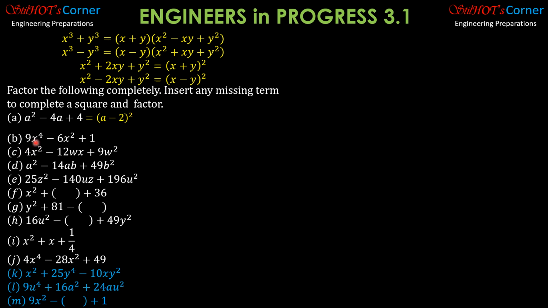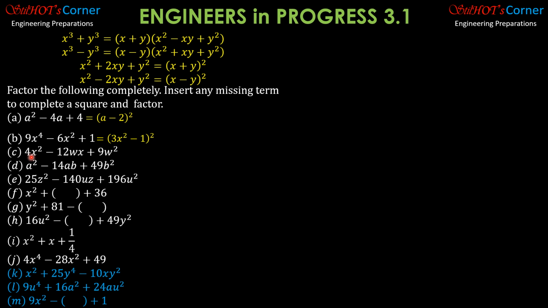9x to the fourth is a perfect square. Square root is 3x squared. 1 is a perfect square. Square root is 1. 3x squared times 1 is 3x squared times 2, 6x squared. Since this is negative, the complete factored form would be quantity 3x squared minus 1, or open parenthesis 3x squared minus 1 close square. So we cannot factor this anymore because 3 is not a perfect square.